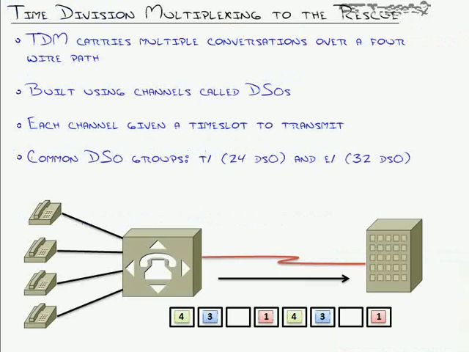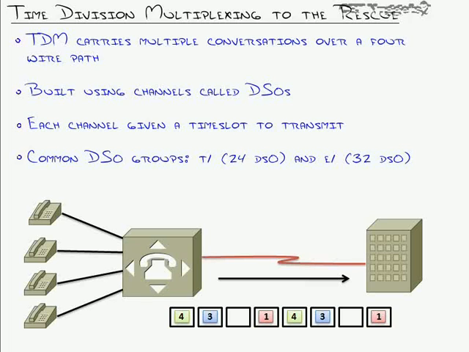Well, let's start off with the magic system that allows you to send multiple phone calls over a single connection. That is known as time division multiplexing, or TDM. Now, TDM carries multiple conversations over a 4-wire path, rather than each conversation taking 2 wires like it did in the analog world. It does this by building a larger connection through these channels known as DS0s.